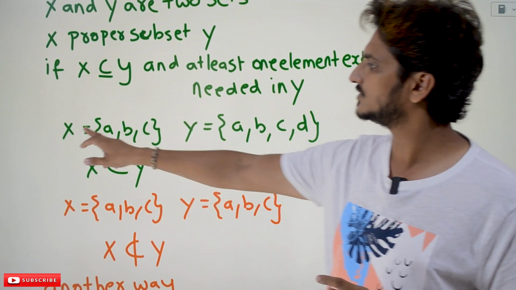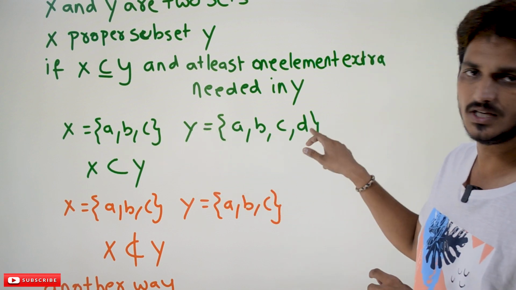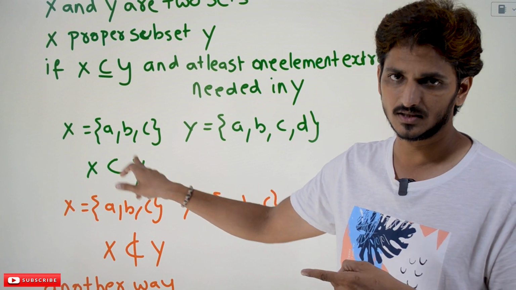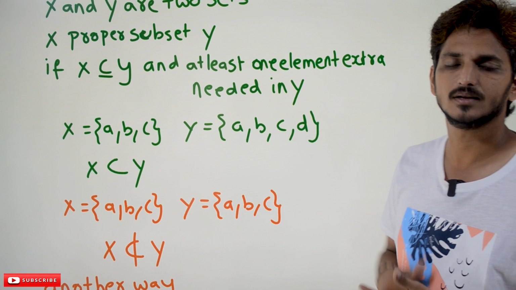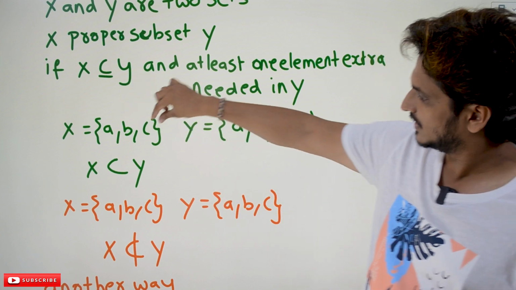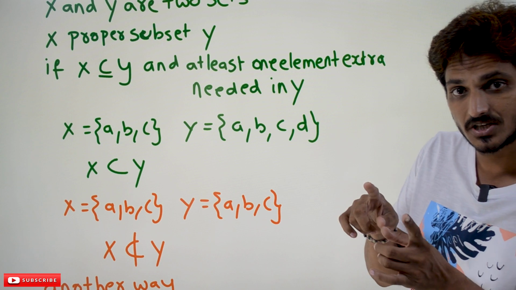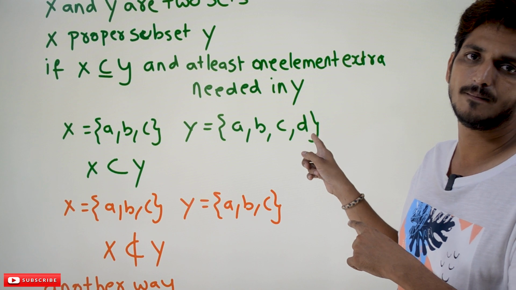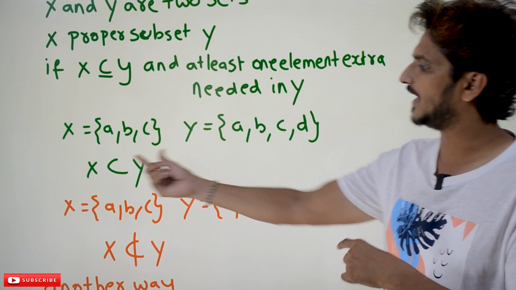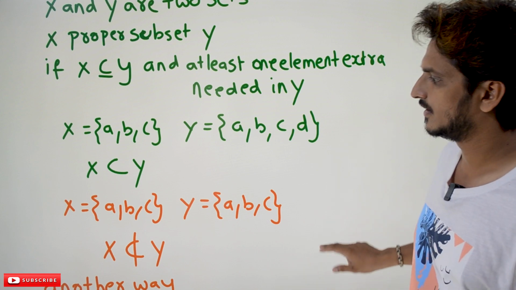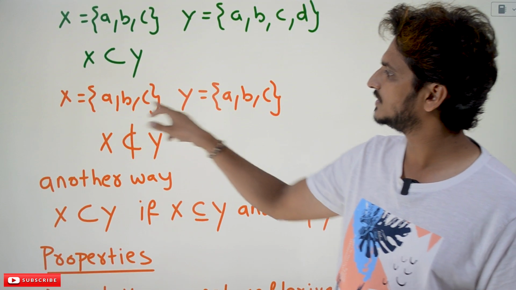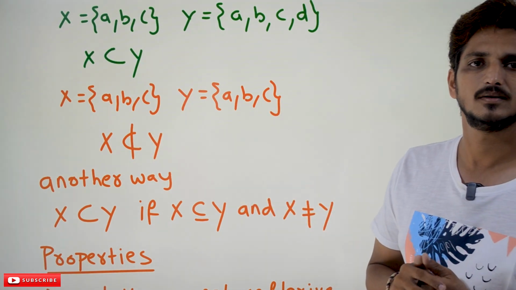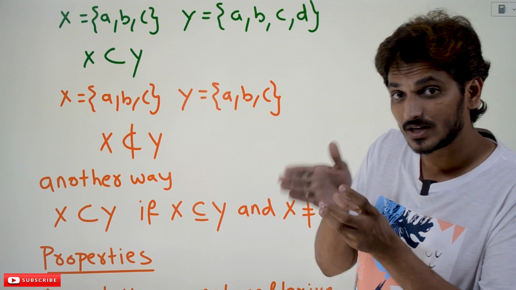Let's take an example. X is equal to {A, B, C}, Y is equal to {A, B, C, D}. Yes, X is a proper subset of Y. This is the symbol given for proper subset. X is having A, B, C, Y is having A, B, C, and at least one extra element should be present in Y. Yes, D is there. Then we call it X is a proper subset of Y. Let's take X as {A, B, C} and Y as {A, B, C}. It is not a proper subset of Y, because Y should have at least one extra element.